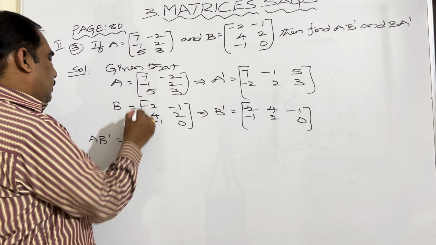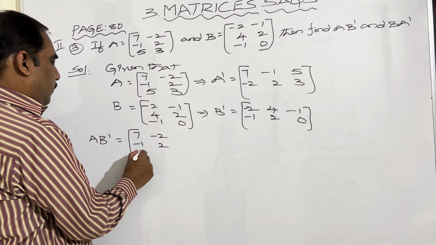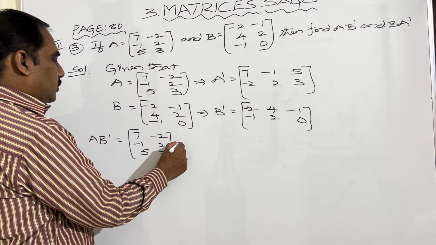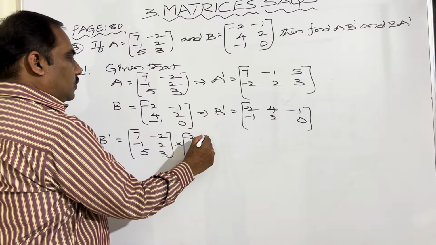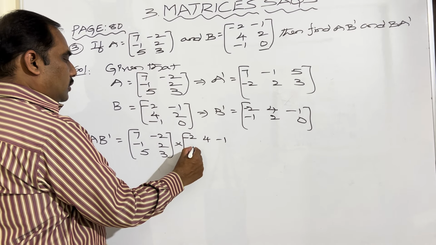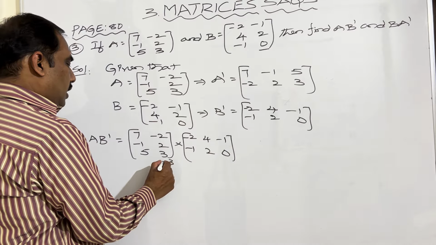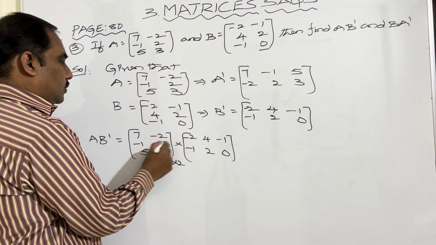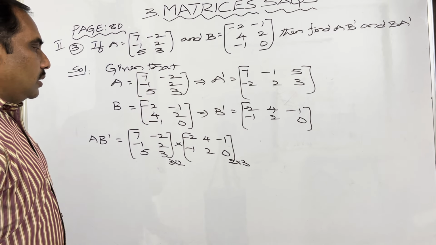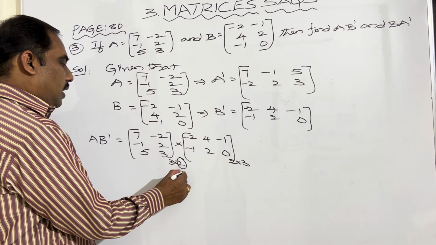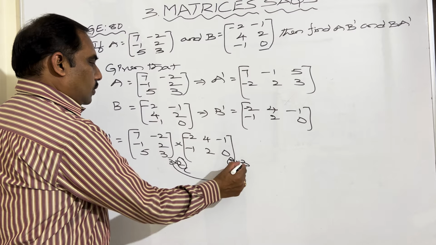Now first finding A into B transpose. The matrix A is 7, minus 2, minus 1, 2, 5, 3, multiplying with the matrix B transpose, that is minus 2, 4, minus 1, minus 1, 2, 0. The order of matrix A is 3 by 2, 3 rows and 2 columns, and here we have 2 rows and 3 columns. So the resultant matrix order C is 3 rows and 3 columns only.